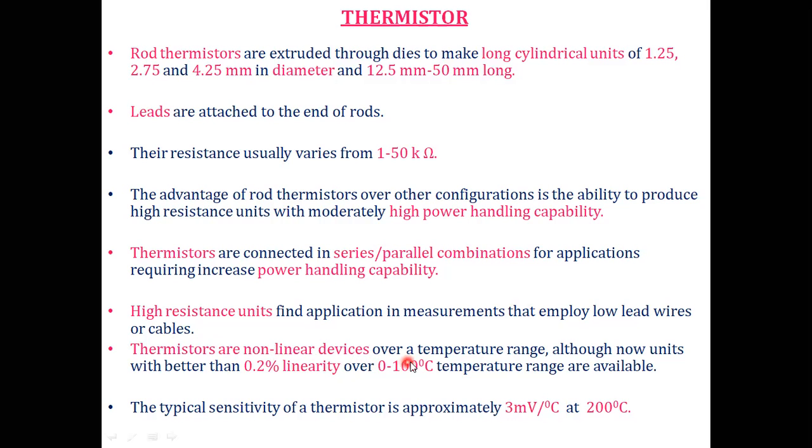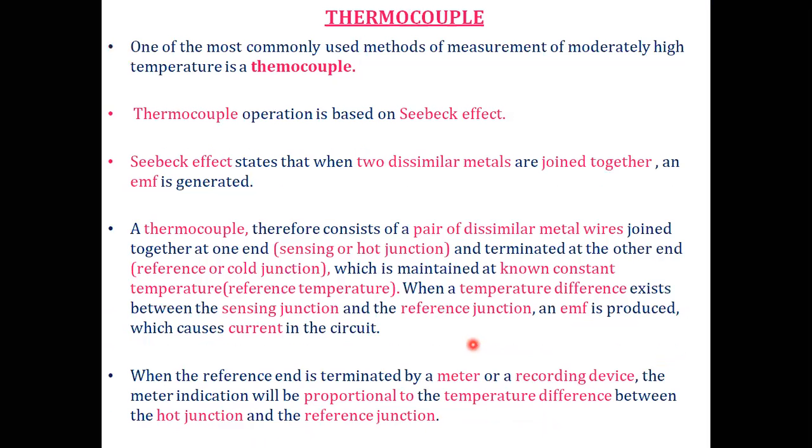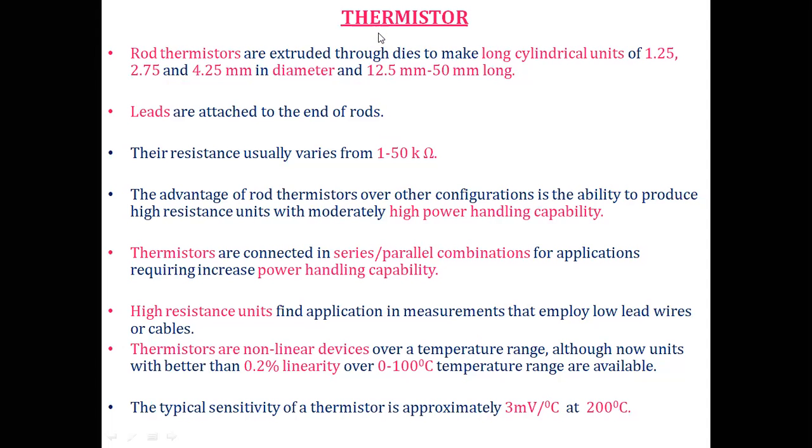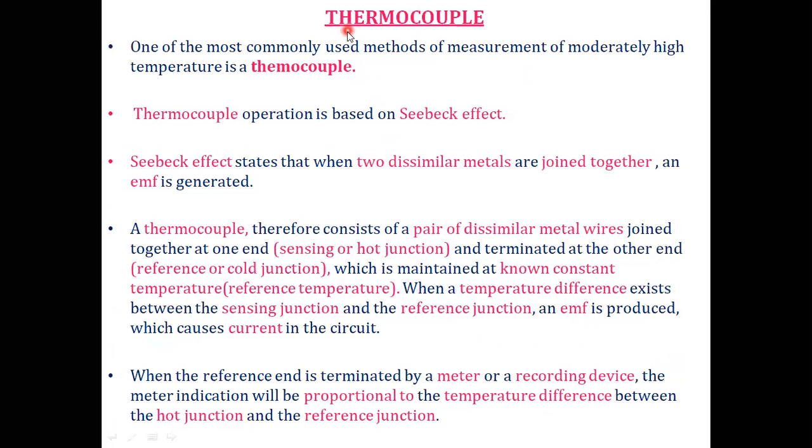Thermistors are non-linear devices over a temperature range, although units with better than 0.2 linearity over the 0 to 100 degrees centigrade range are now available. The total sensitivity of a thermistor is approximately 3 millivolts per degree centigrade at 200 degrees centigrade. This is the typical sensitivity. The change is 3 millivolts per degree centigrade. This is the typical value for a thermistor. Okay, this is about thermistors.